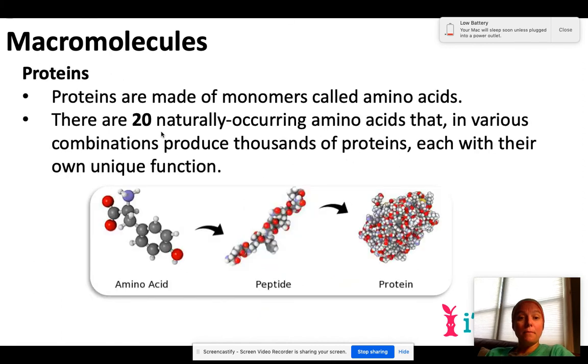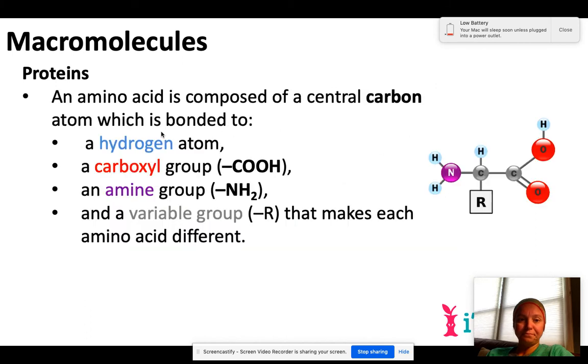All of them are made up of 20 amino acids. So the amino acid here would be the monomer. So there's 20 monomers, 20 amino acids that can combine in lots of different combinations and lots of different sizes to make this complex, unique protein. And so each amino acid then has specific structures on there.